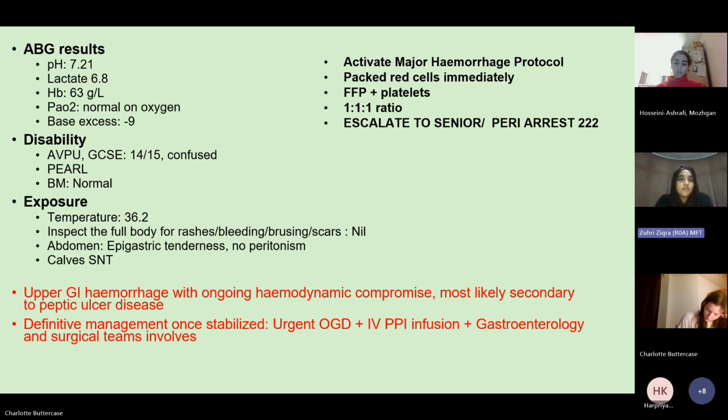So if we continue, I'm not sure what's going to load next. I think when I converted this to Google Slides, the whole examination loads, and the answers have loaded as well. So disability, GCS is 14 out of 15, confused. If you expose them, temperature was 36.2. They've got no rashes. They've got a bit of epigastric tenderness, but their calves are soft, non-tender. What would you do in terms of management here?